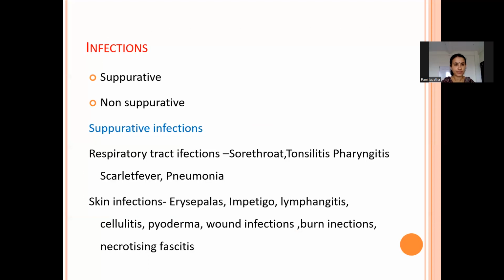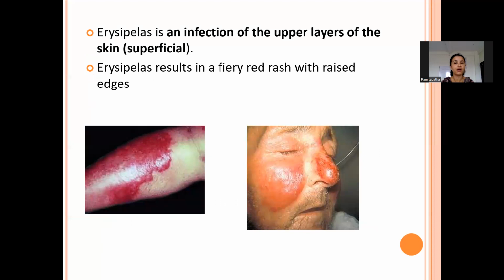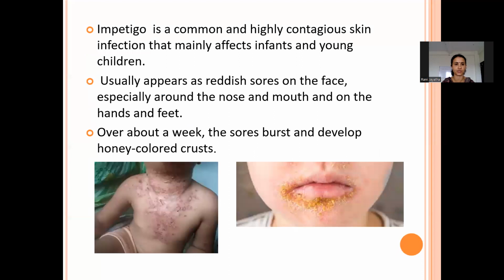The first one, the skin infections. In suppurative infections, the organism is a pyogenic coccus, a pus-producing organism. The main skin infection is erysipelas. Erysipelas is an infection of the upper layers of the skin. It's a superficial infection, and it results in a fiery red rash with raised edges.